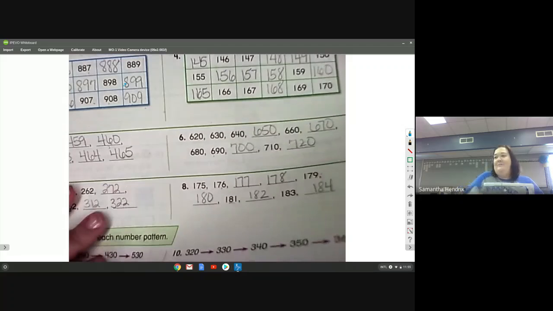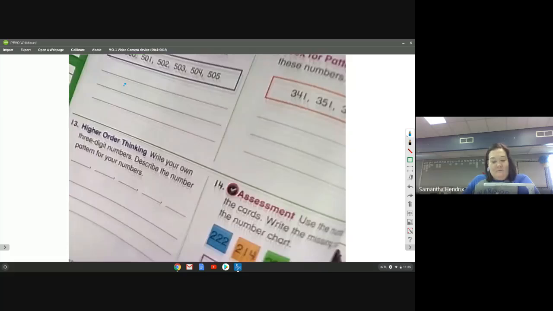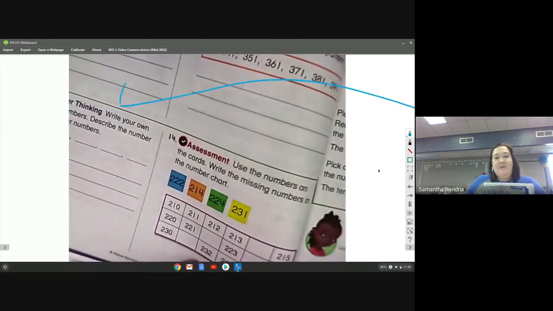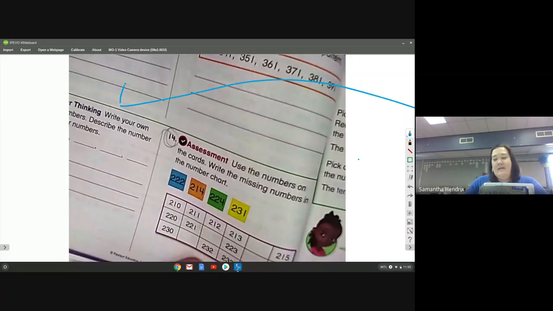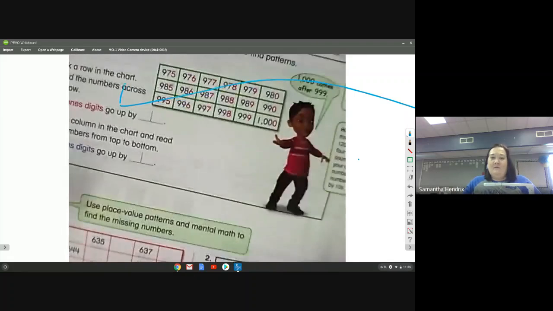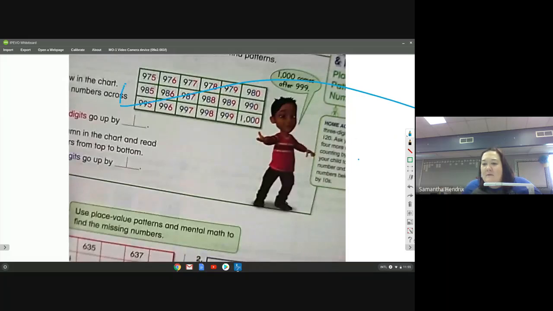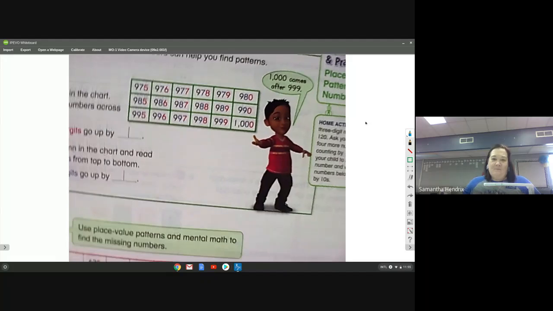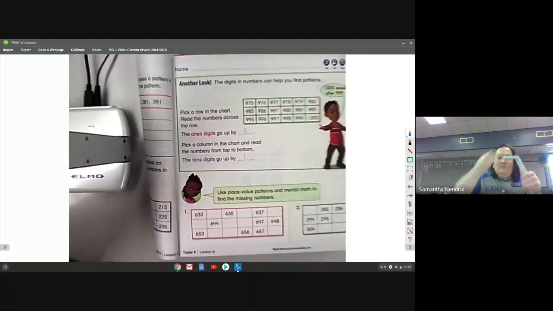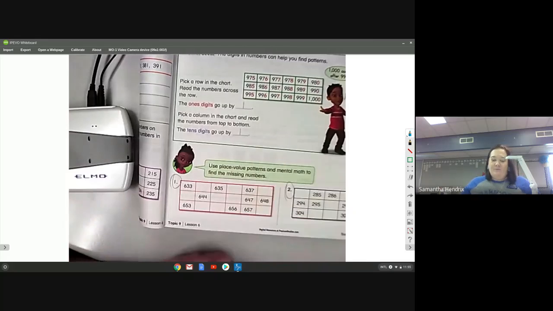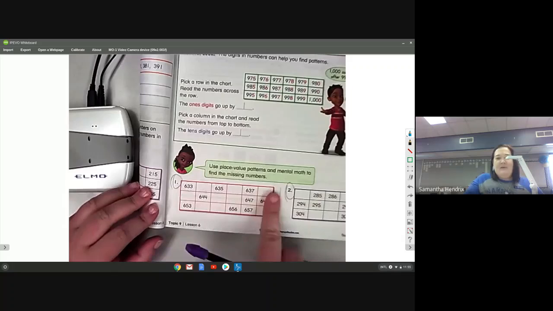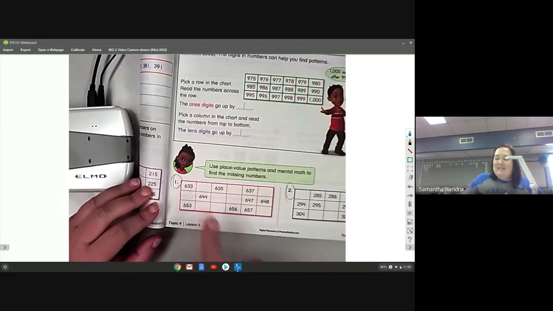Go ahead and turn the page. I want you to, oh my goodness, I'm drawing on stuff. To do number 14. Take a picture and show it to me. Sorry about that. There we go. Okay. I want you to do number 1, number 2. Fill in those. Remember, increasing by 1 in the tens digit.